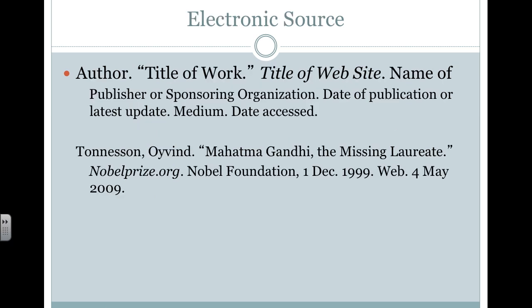Now for electronic sources, which is probably what most of you will be using, we use the author's name, last name first, if we have an author. The title of the work goes in quotes. The title of the website is italicized. Then we have the name of the publisher or sponsoring organization, the date that it was published or last updated, the medium, which will be web if it's from the internet, and then the date that you accessed it.